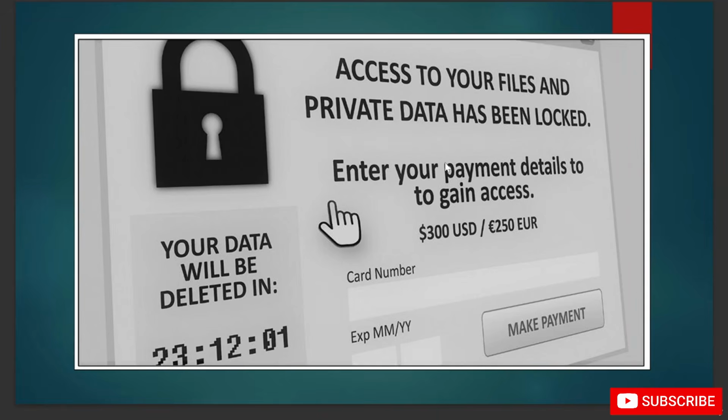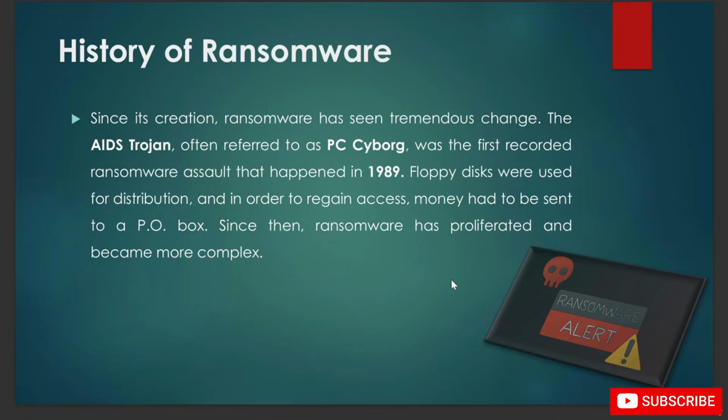Now, this is what the user interface of a ransomware looks like. You can see here, enter your payment details to gain access, and this is the amount that the victim is supposed to pay. We have here: access to your files and private data has been locked. Then we click here to make payment. So this is how the ransomware works.